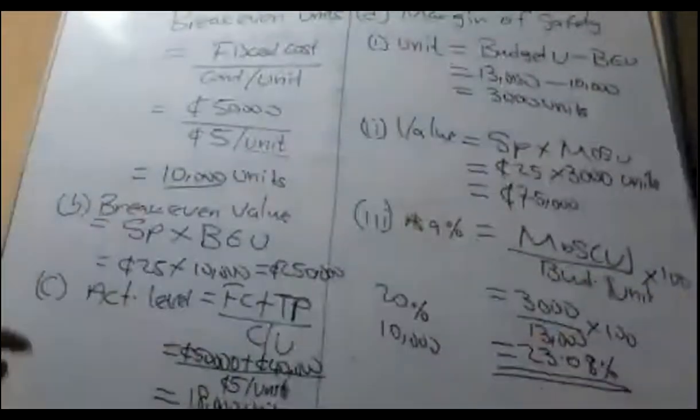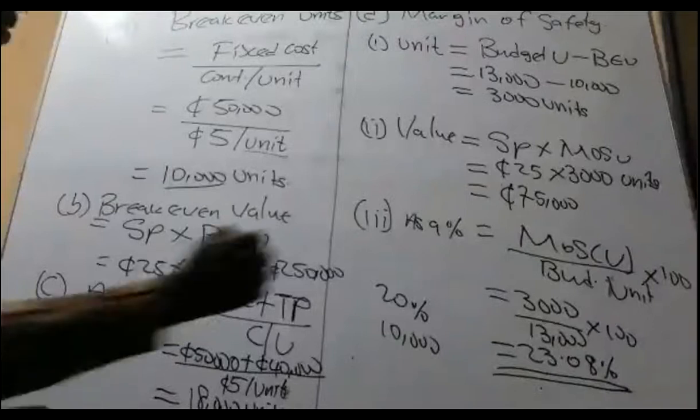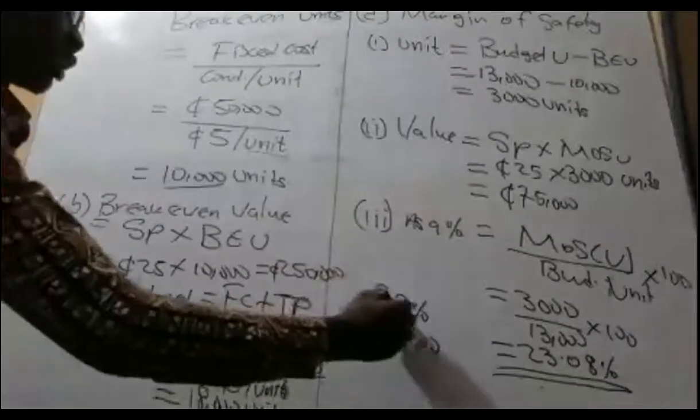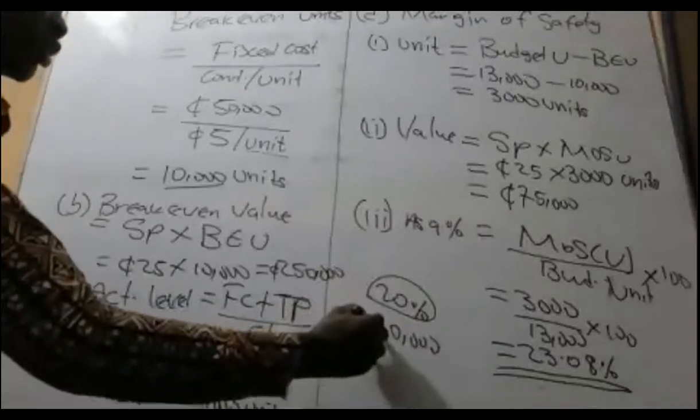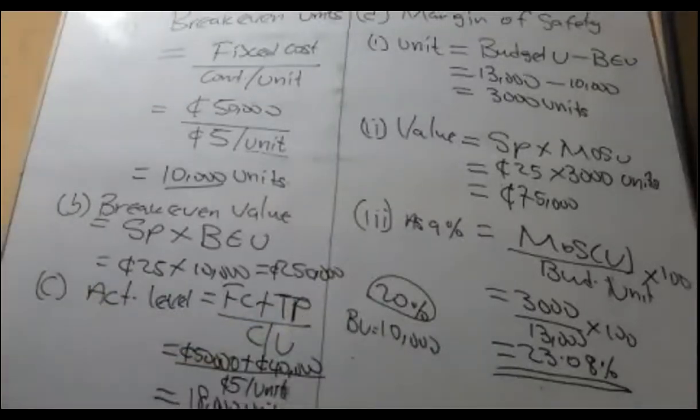Let's assume that the margin of safety is 20%, and then the budgeted unit is also 10,000. What is the break-even unit?